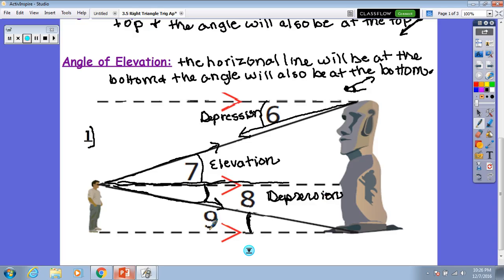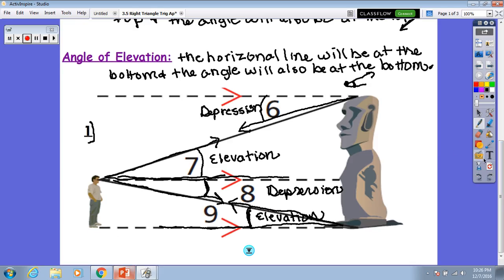And angle 9, the horizontal line, is at the bottom. So if I trace from the angle, from the horizontal line up, we are going up. So that makes this an angle of elevation. Okay? That's important just in setting up your word problem so that you know where the angle is. For the rest of the problems, your figures are already set up, so you don't have to worry about that. It is the same way on your CDA.